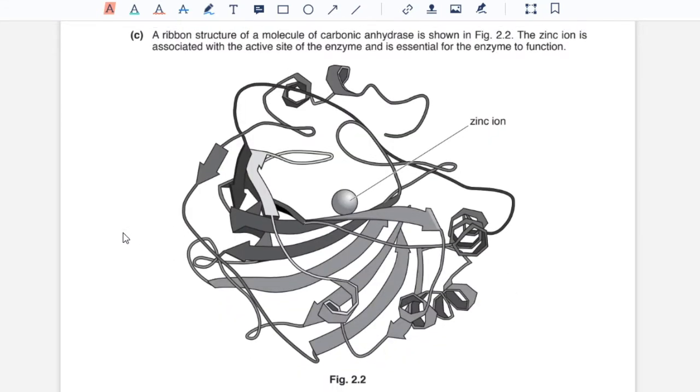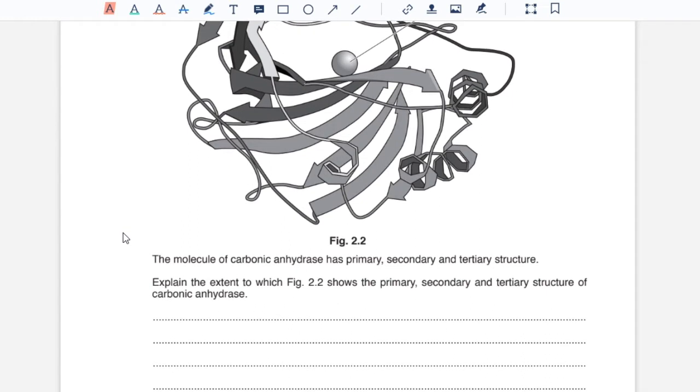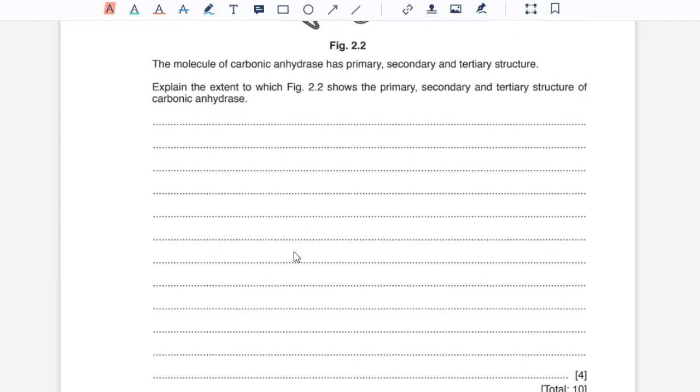C. A ribbon structure of a molecule of carbonic anhydrase is shown in Figure 2.2. The zinc ion is associated with the active site of the enzyme and is essential for the enzyme to function. The molecule of carbonic anhydrase has primary, secondary, and tertiary structure. Explain the extent to which Figure 2.2 shows the primary, secondary, and tertiary structure of the carbonic anhydrase enzyme.